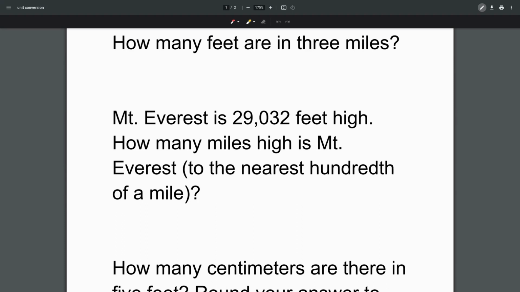In this video, we're going to convert units. Let's look at this first problem. How many feet are there in 3 miles? Well, we have 3 miles, and we have to multiply this by some kind of conversion factor.